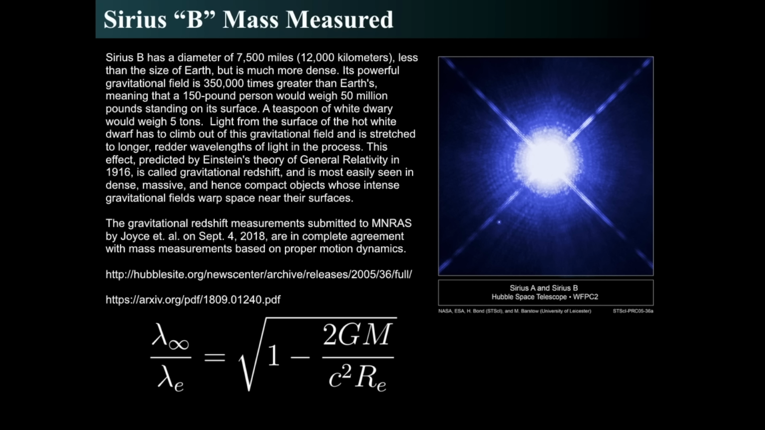That's really very heavy. The light, therefore, from the surface has to climb out of a very strong gravitational field, and in so doing, loses energy and gets stretched to longer wavelengths. This is predicted by Einstein's theory of general relativity, and it's called gravitational redshift. That happens around massive, dense objects. They warp space-time around them, and in so doing, they change the wavelength.